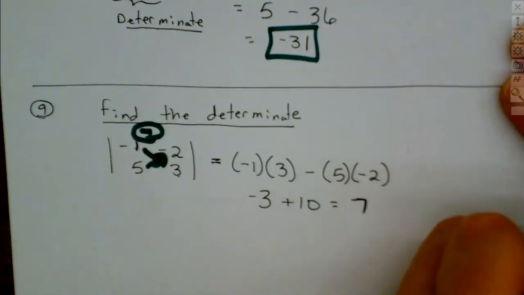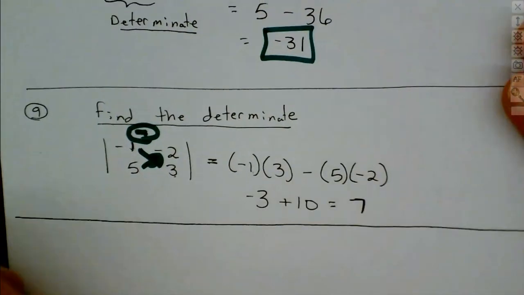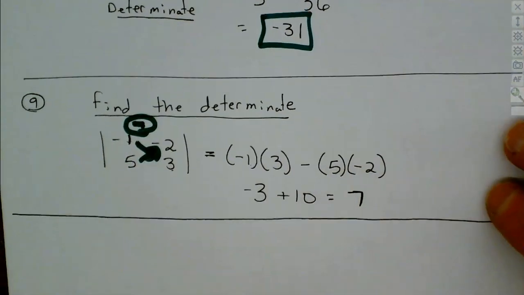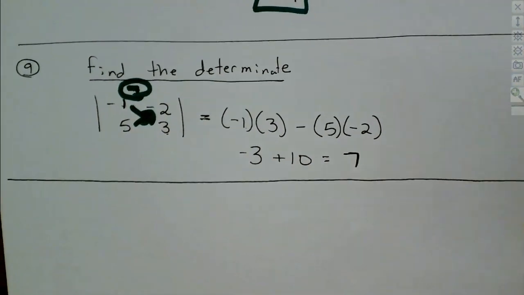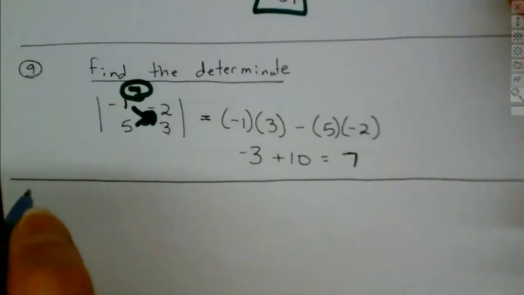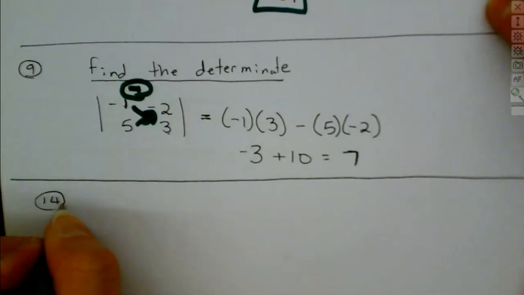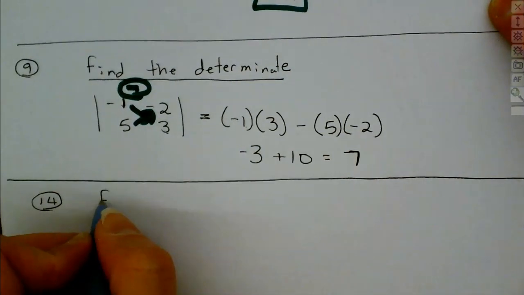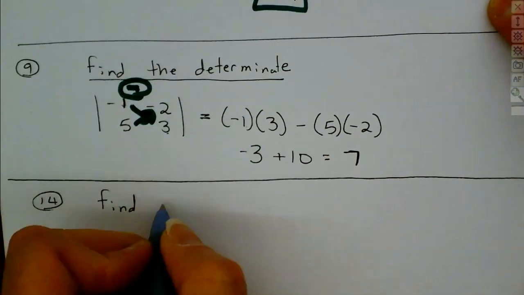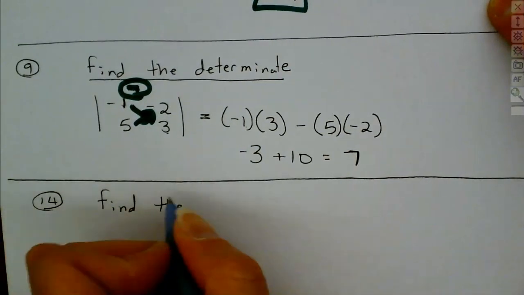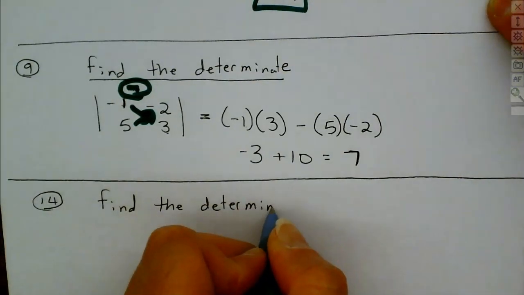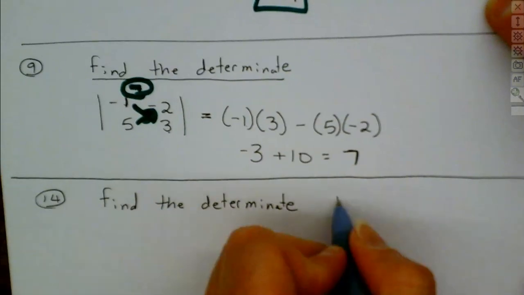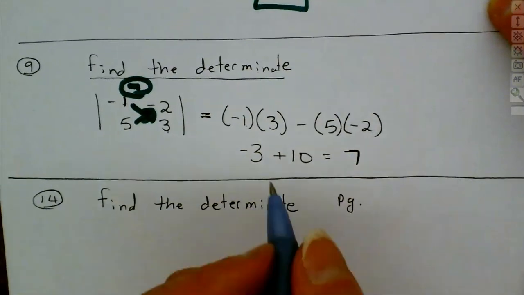Let's do one more, and then we'll talk about Cramer's rule and how it works. How about question 14? They're all pretty much the same. We're going to find the determinant. Yep, same page. These are still on page 567.